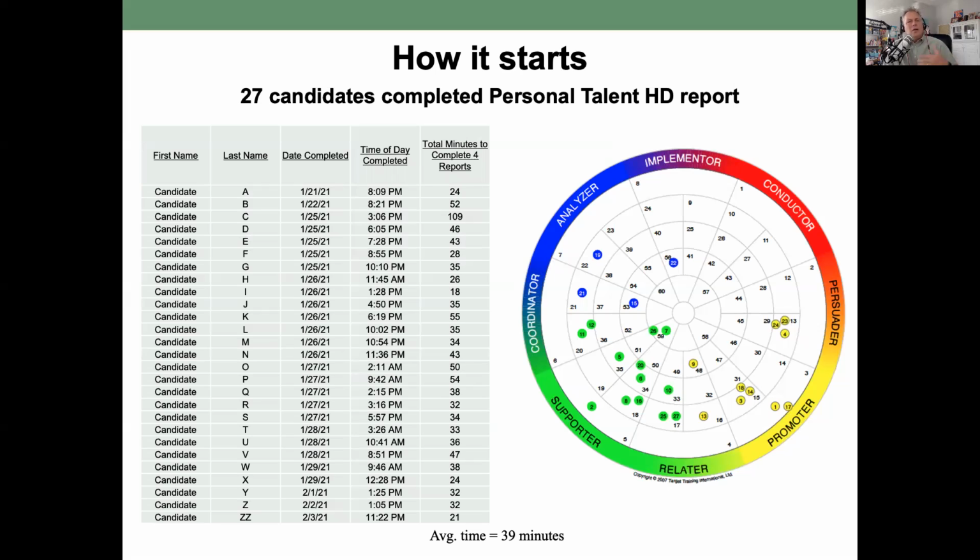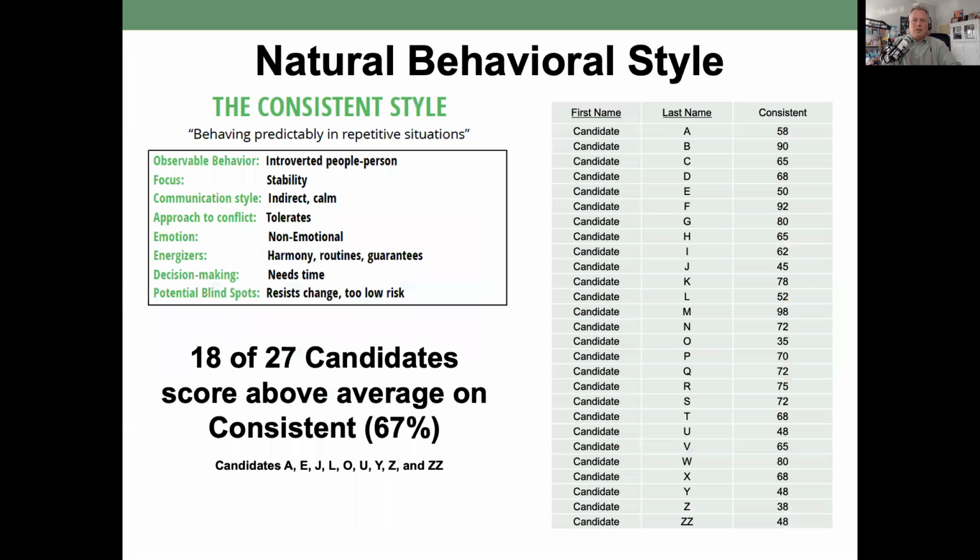And so when we're sending out the link to candidates, we're saying this is going to take you about 40 to 45 minutes. These are 4 10-minute assessments, or 10-minute reports, to complete. So let's look at one from each of the 4 categories. Here's the consistent style. The number 1 behavioral style for this job was called consistent.